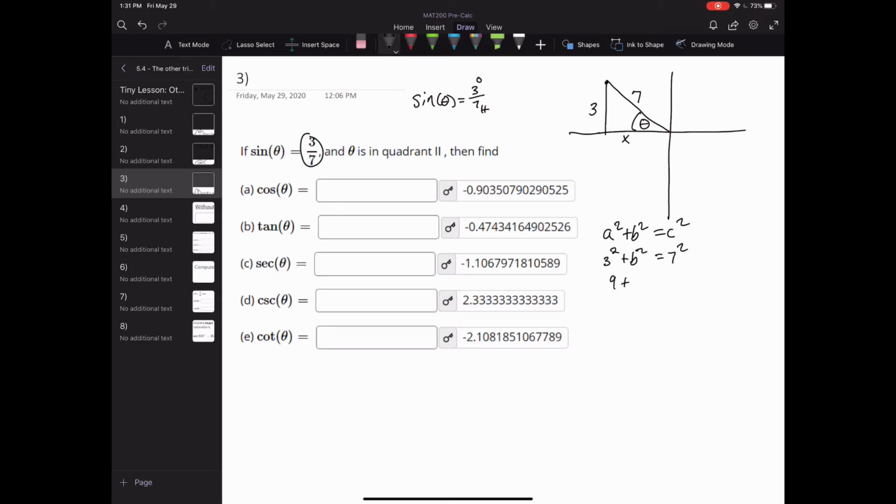So that's 9 plus b squared is equal to 49. Minus 9 on both sides, we get b squared is equal to 40. Take the square root on both sides, we get square root of 40 is equal to square root of 4 times square root of 10. And the square root of 4 is just 2, so we can write that as 2 radical 10. So this side is actually 2 radical 10. Now using that, we could find all of the other sides.